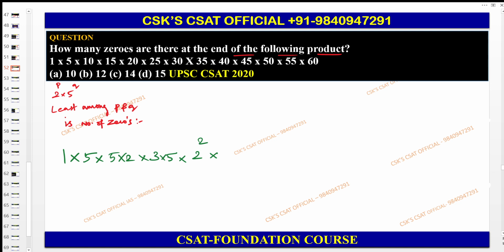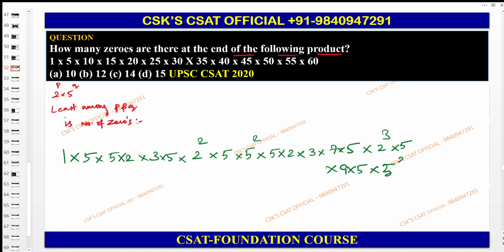So therefore here 5. 25 is nothing but 5 square. 30 can be written as 5 into 2 into 3. 35 can be written as 7 into 5. 40 can be written as 8 into 5, and 8 can be written as 2 cube. 45 can be written as 9 into 5. 50 can be written as 25 into 2, and that 25 can be written as 5 square into 2. Now 55 can be written as 11 into 5.